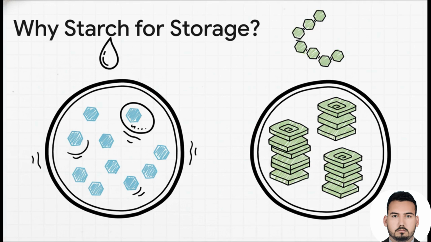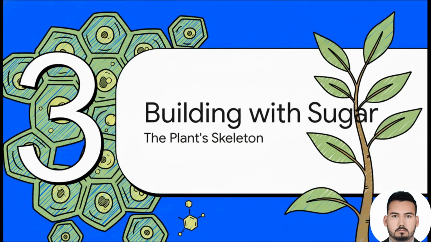First, it's way more compact, kind of like a molecular battery pack. And second, and this is the really clever bit, starch doesn't dissolve in water. That means the plant can cram its cells full of energy without messing up all the delicate water chemistry inside. All right, so glucose is fuel, and it's a long-term battery. But its next job, honestly, this might be the most incredible one of all. It becomes the actual skeleton of the plant.